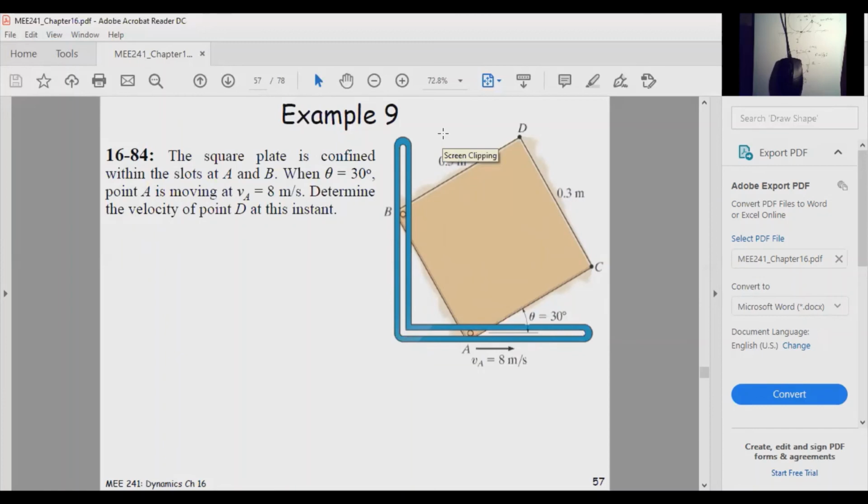We find, first of all, the IC by drawing the perpendicular, knowing VB is downward. Bravo, yes. So knowing that VB is downward, and I don't know its value, I just know that it's going down. How can I find the instantaneous center of rotation right now?